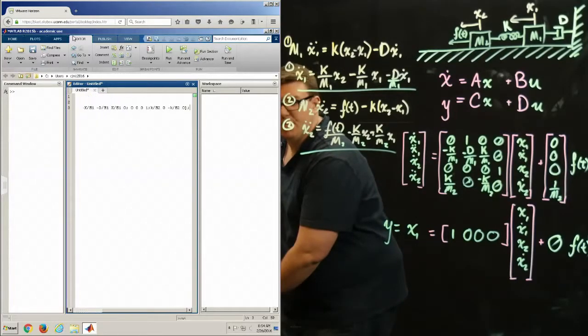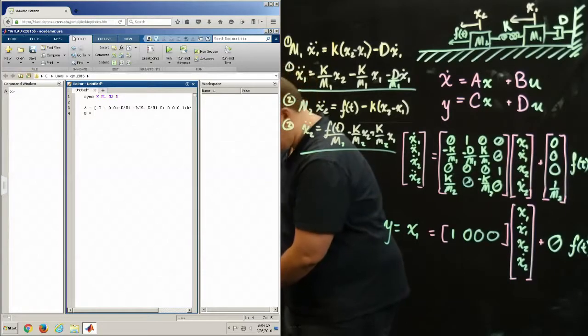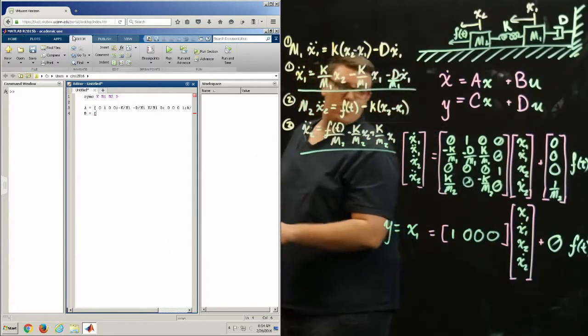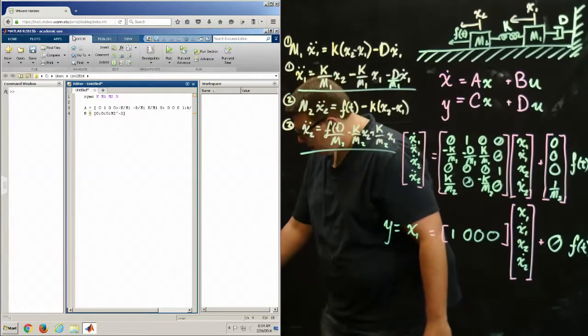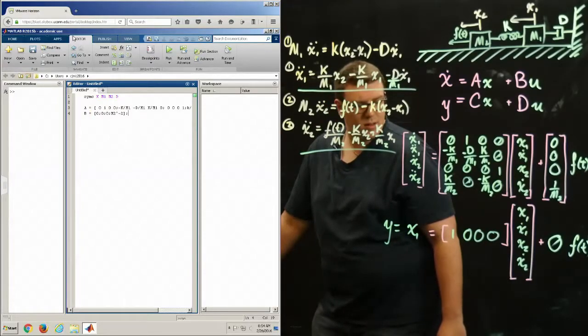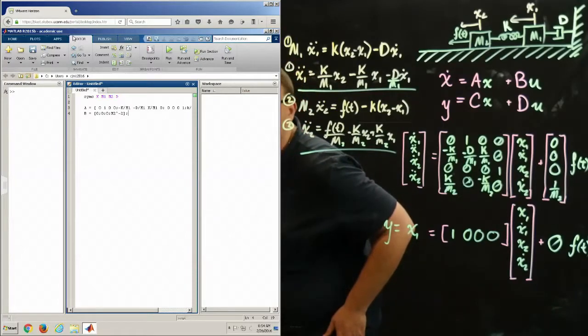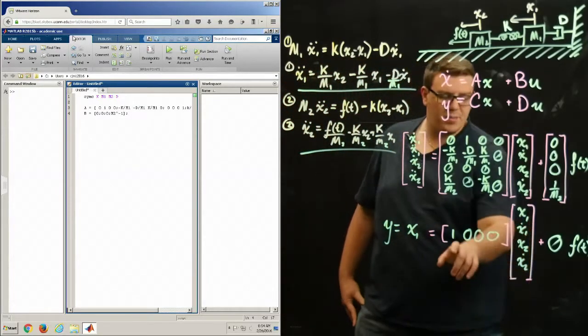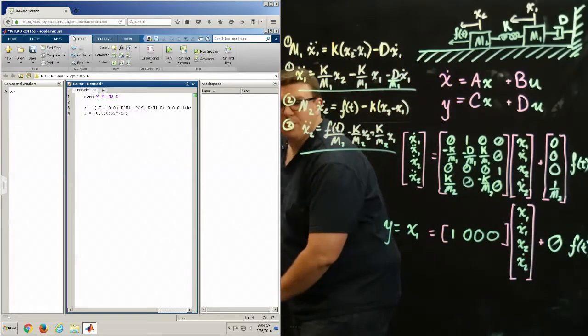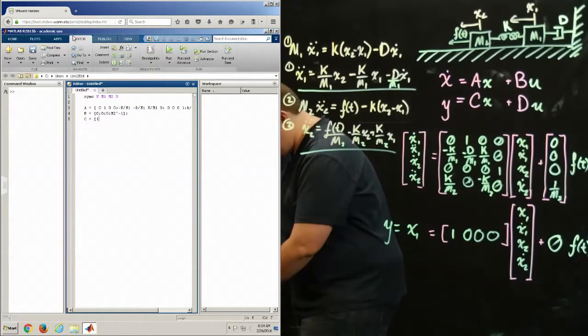The next thing we have to do is build the B matrix. So we have B equals, and this has to be a column vector. So that's going to be 0, 0, 0, and then 1 over m2. So we get 0, semicolon, 0, semicolon, 0, semicolon, and then we should get m2 to the negative 1. Oh, I put it to the negative 2. Okay, that's wrong. Then we need to build C and D, luckily those are easy enough. We get C equals 1, 0, 0, 0. And D is just a scalar 0.